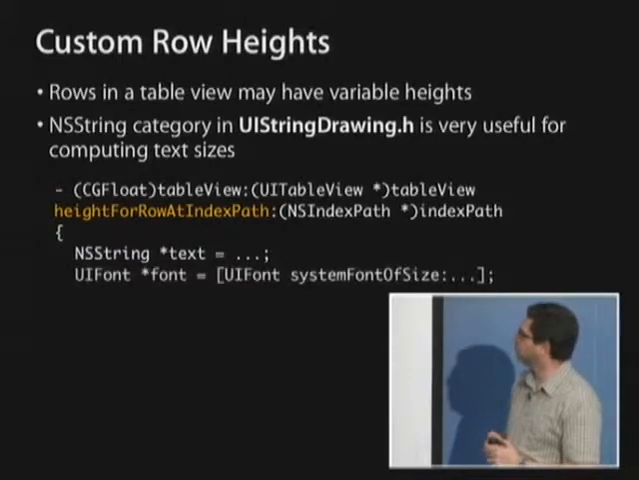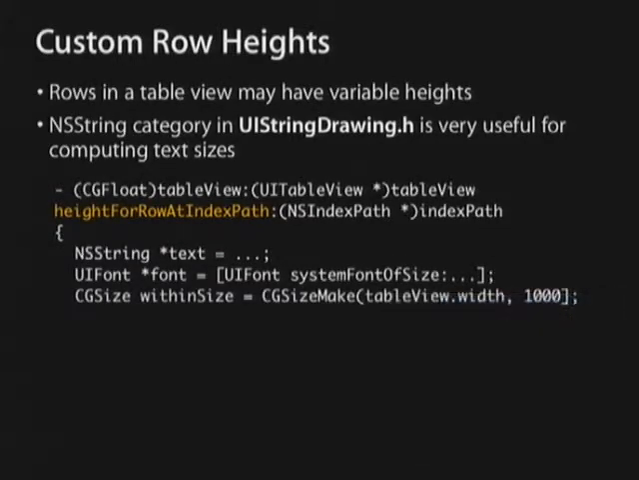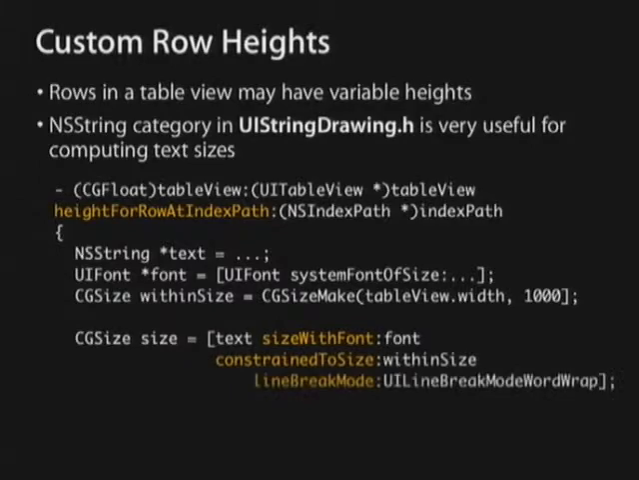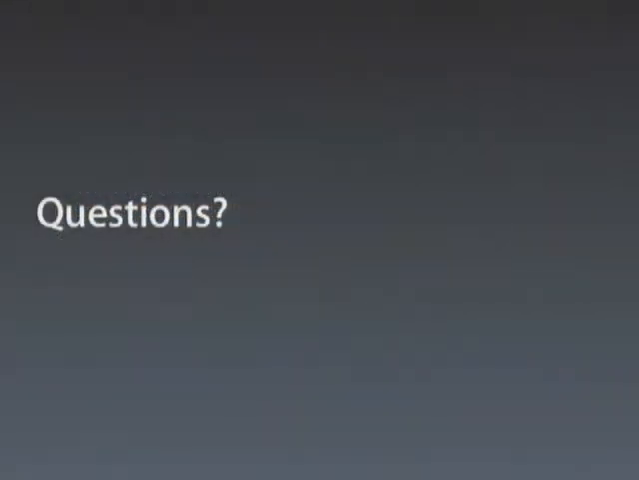Here, for example, we're trying to size some text, so we're creating whatever string we would like and using this sizeWithFont method to figure out how tall that would be, and then returning a height plus whatever padding we'd like. And that's really it. That's all I've got. Any questions?